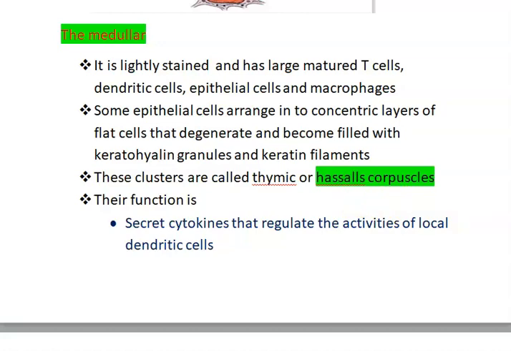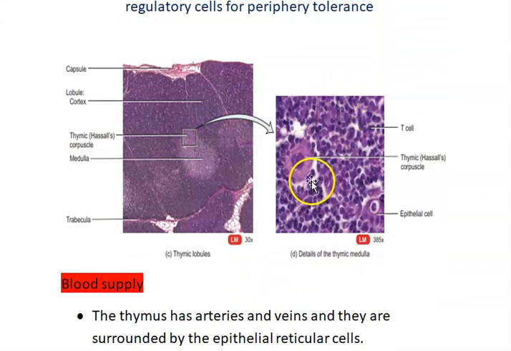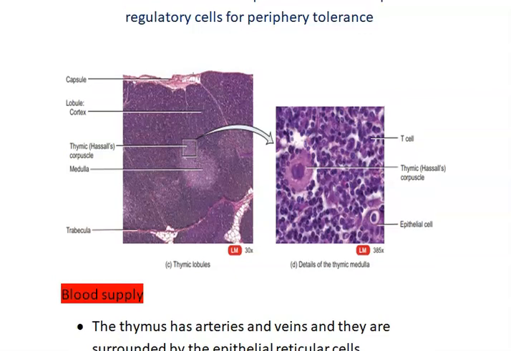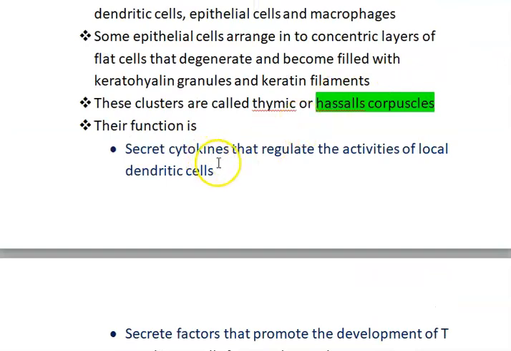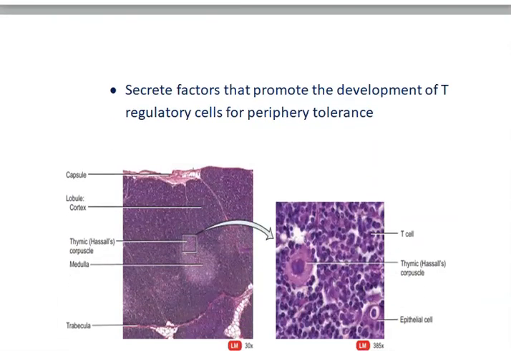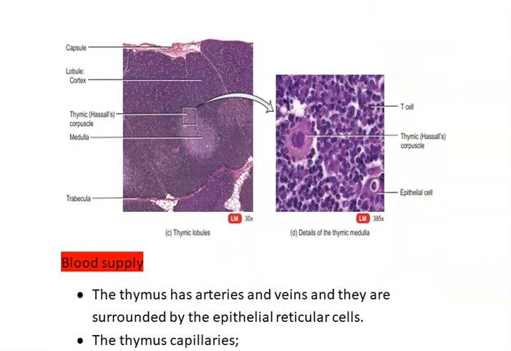All right. So what we are talking of here is this. Right in the medulla, this group of those epithelial cells is what we call the thymic or the Hassall's corpuscle. The function of the Hassall's corpuscle is to secrete cytokines that will regulate the activities of local dendritic cells, and also to secrete factors that will promote the development of T regulatory cells for peripheral tolerance. So this is our medulla.